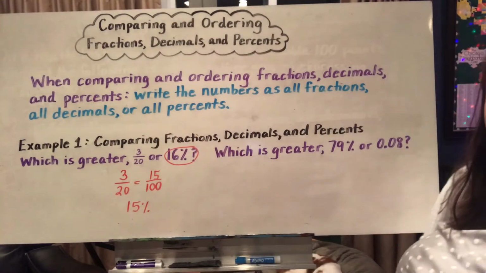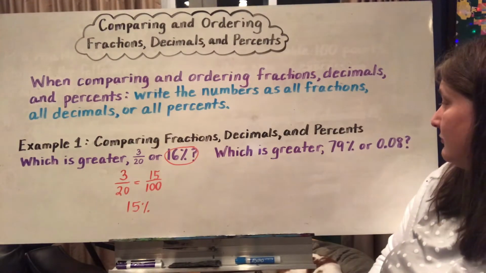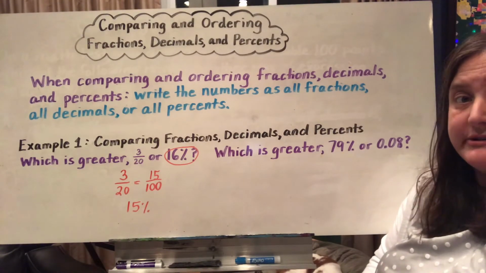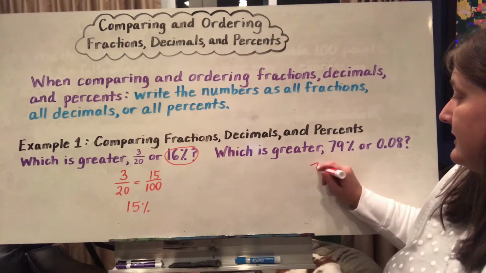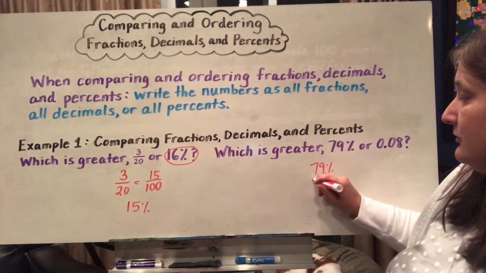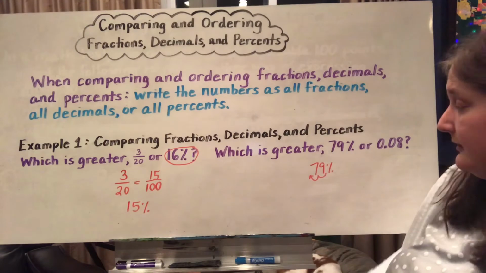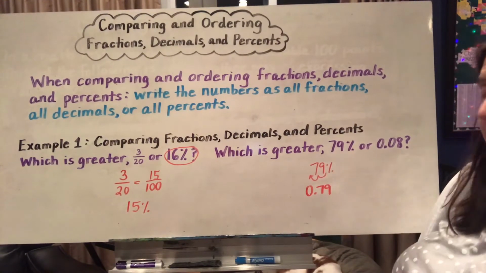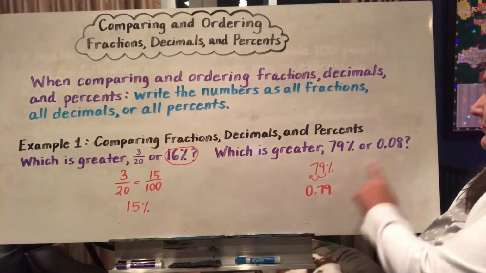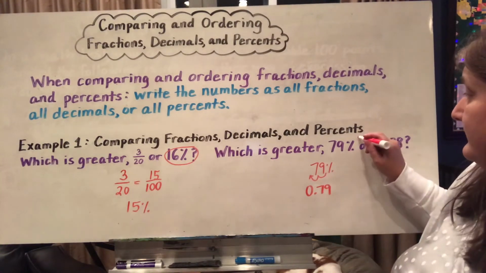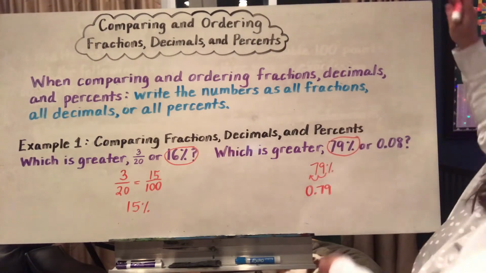Here they want to know which is greater, 79% or 0.08. So in this case, I'm going to change them both to decimals. So 79% can easily be changed to a decimal by moving the decimal 2 spots to the left. So it becomes 0.79. So 0.79 or 0.08, the 0.79 is greater, or the 79% is greater.